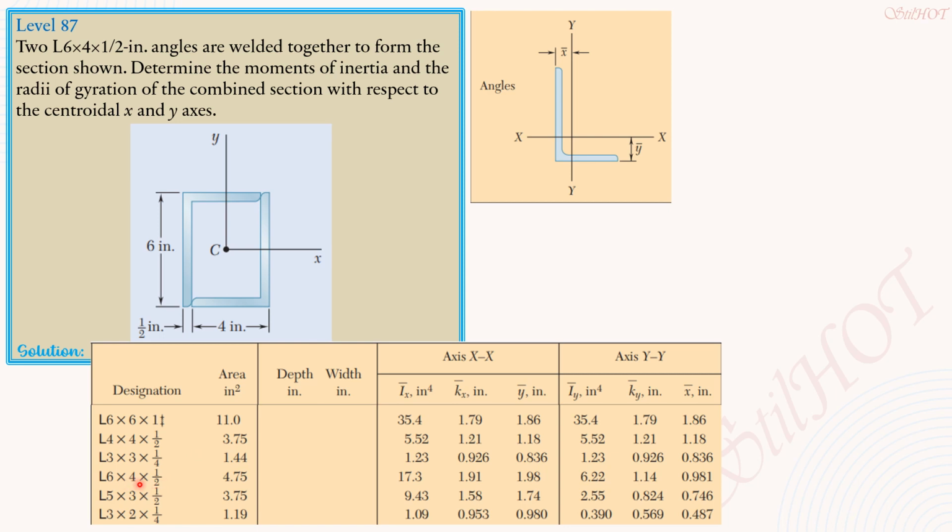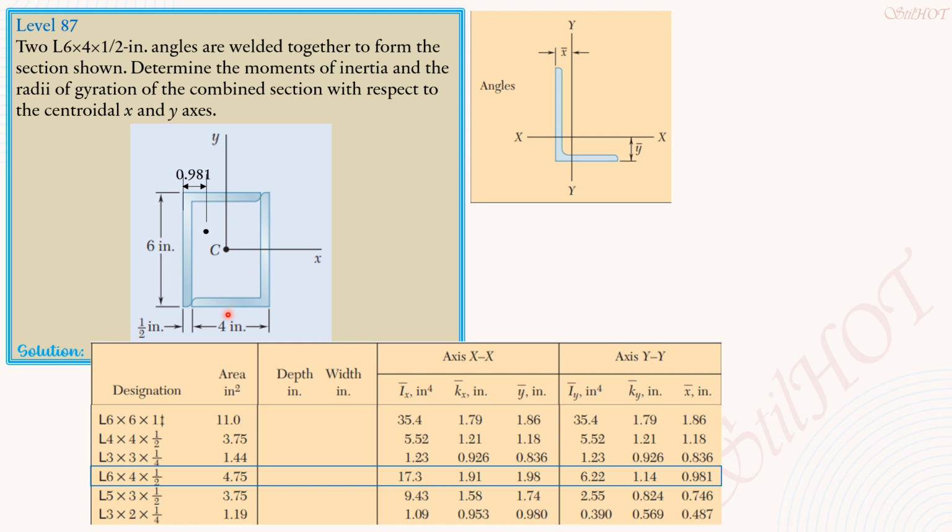So angle 6 by 4 by 1/2 is this part. The area is 4.75. With respect to the axis xx, these are the properties: I barred x, k barred x, and so on. Then with respect to the y-axis, we have barred x and barred y also, 0.981, 1.98. So for one angle, the location of the centroid is here. The distance from the longer leg edge is barred x, and it is 0.981 as shown.